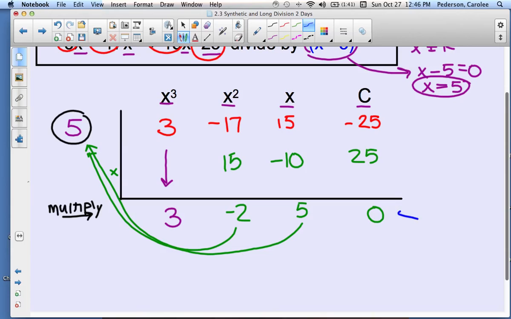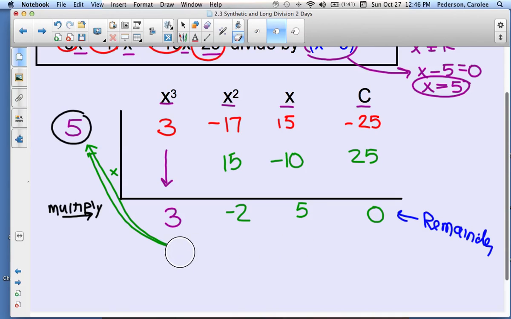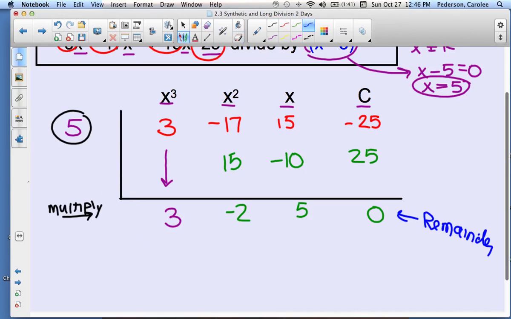This is our remainder. There isn't any, which is good. We hopefully want remainders to be 0. What that means, if your remainder is 0, is that it's factorable. So then I will reduce this polynomial by 1 degree. If this was an x cubed, I'm going to drop this to x squared. Next term is an x. Next term is my constant, and then my remainder.